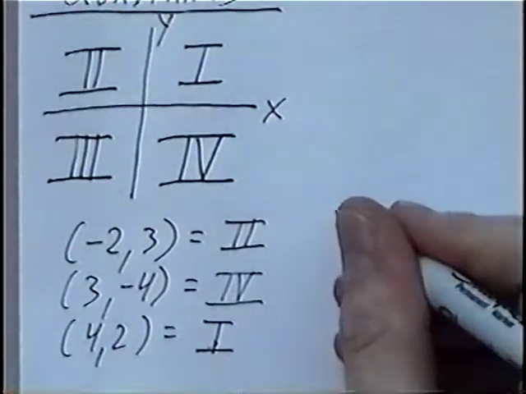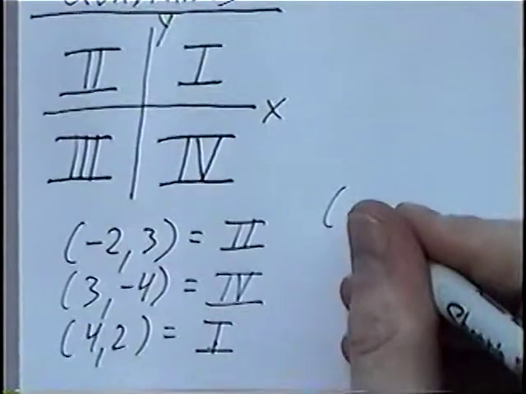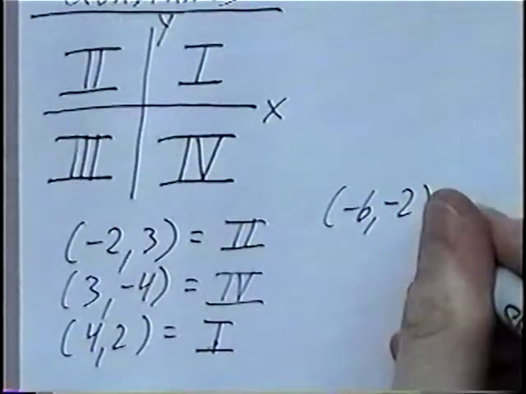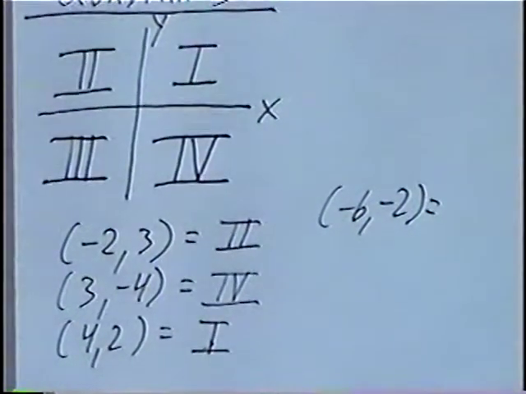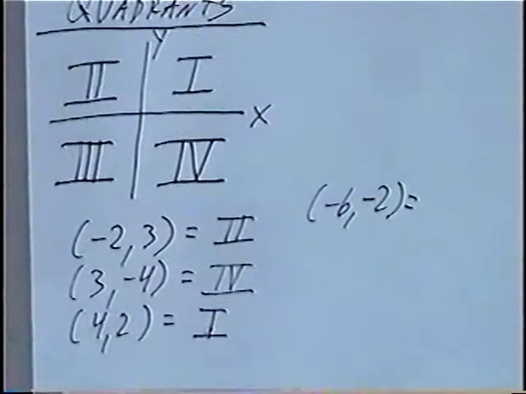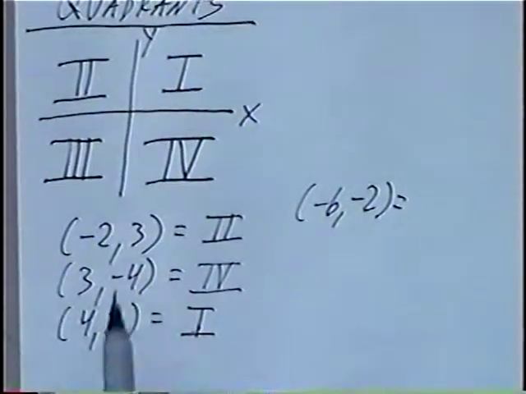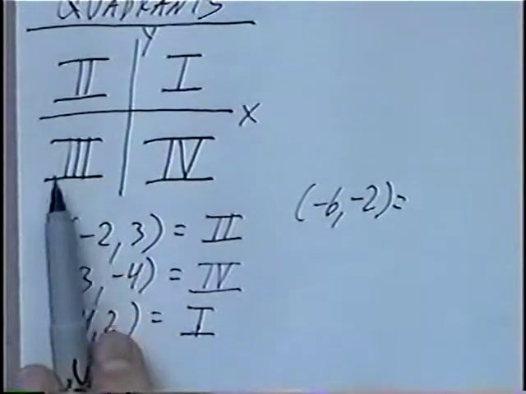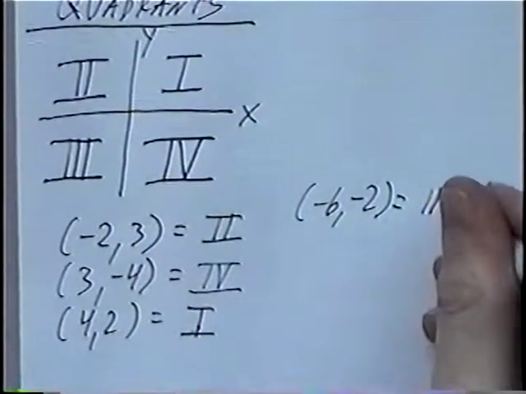And the next point, -6, -2. This point, they're both negatives. If we have a negative x and a negative y, that would be quadrant 3.